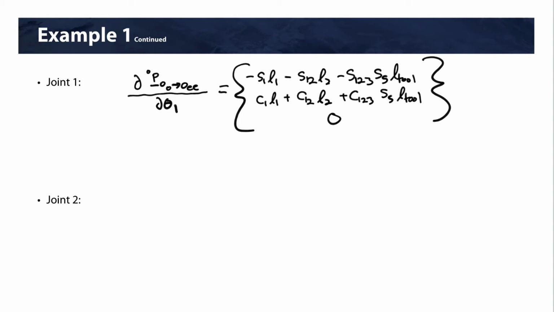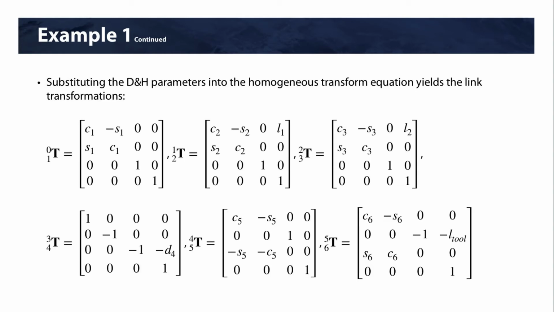The other component we need is Z1 with respect to our base frame. Where do we get that? We go back to our homogeneous transforms. Here's T01, and Z1 is this vector here. That's the Z column of our rotation matrix. That's our joint direction, so we'll highlight that in blue here. That is our joint direction for joint 1.